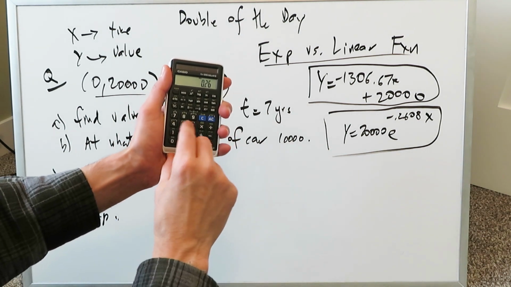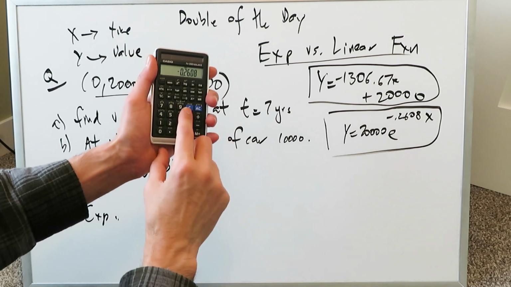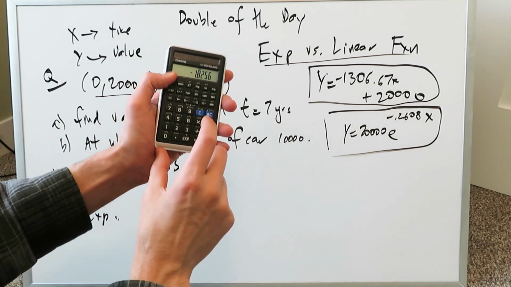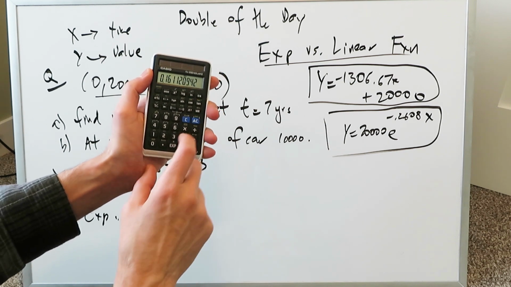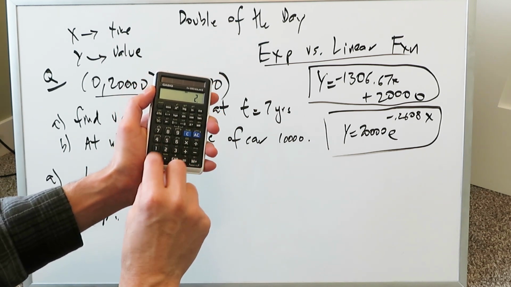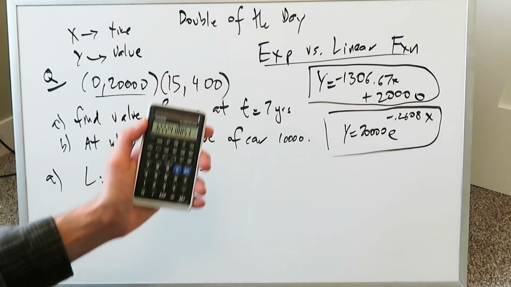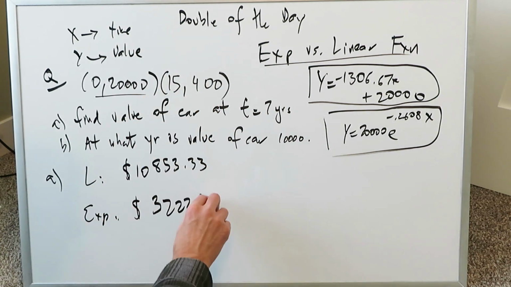You have a 0.2608, it's a negative exponent, multiply that by 7 because here time is equal to 7. You applied with the exponential base and multiplied by 20,000, and we get a value here of 3,222. And let's see how it compares.